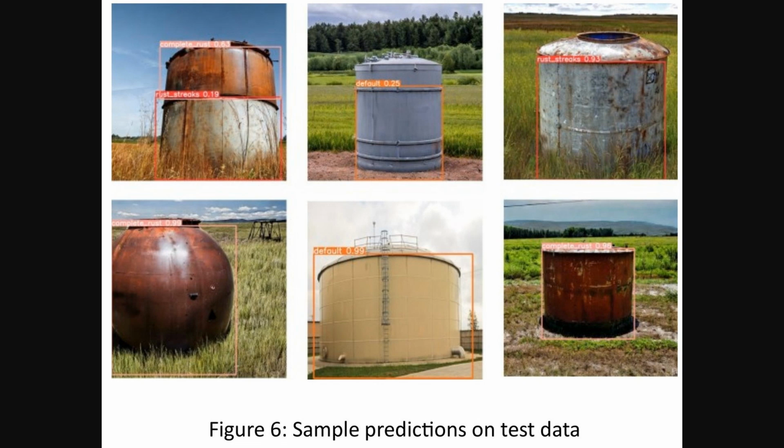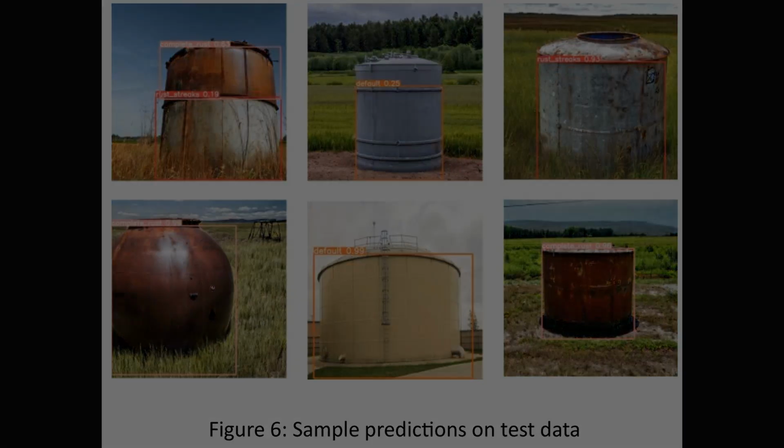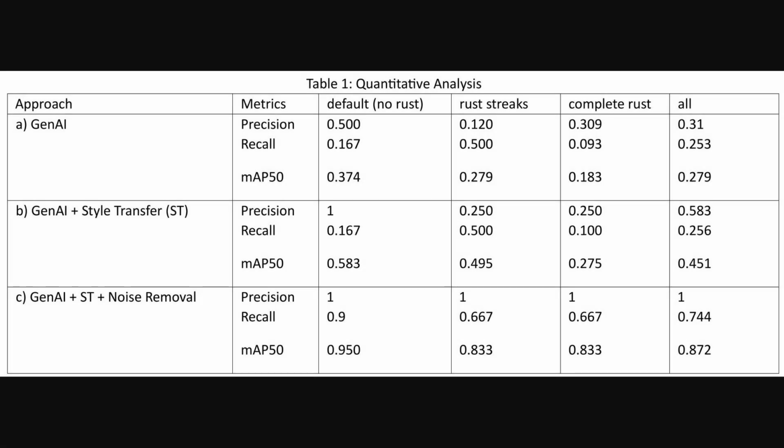While the previous figure highlighted failure cases and the need for filtering, Figure 6 shows sample detections on real test photos, with orange boxes and class labels for complete rust, rust streaks, and default. The top row mixes partial and streaked corrosion, while the bottom row includes heavily corroded tanks and a clean beige tank marked default, which demonstrates class separation. The confidence scores sit high, which signals the synthetic training transferred well to real imagery. Well, the previous figure showcased real image detections with strong confidence.